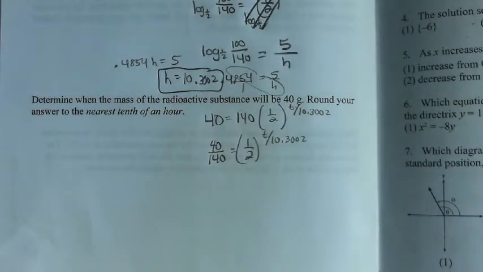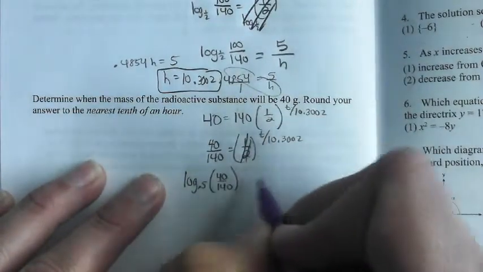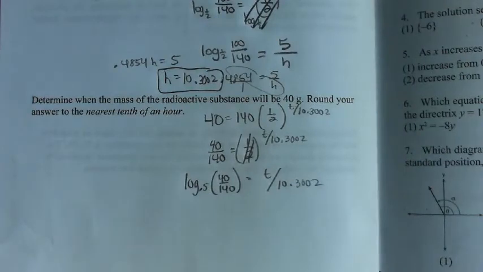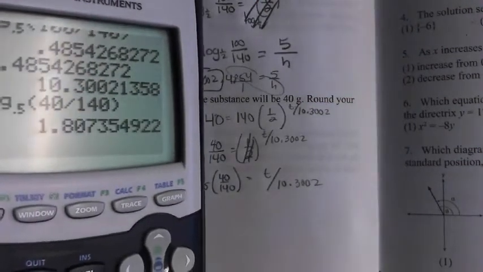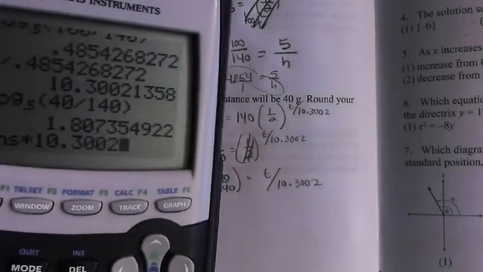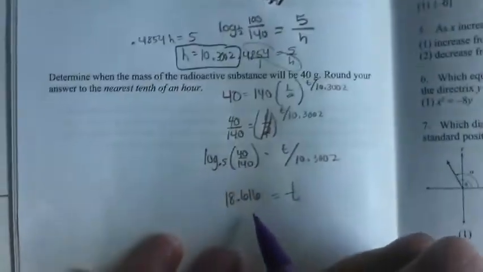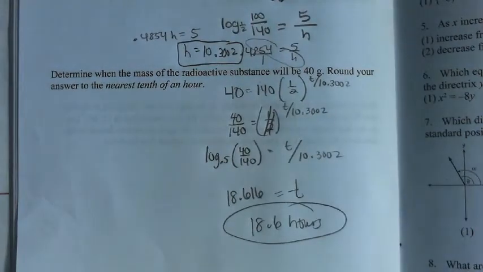Log base a half on both sides. Log base 0.5 of 40 over 140. We'll get rid of that. And what do I do to both sides to get t all by itself from here? Multiply by that 10.3. So there's my log base 0.5 of 40 over 140. I'm going to get that answer, and then I'm going to multiply it by 10.3002, which was t equals 18.616. What does it say? The nearest tenth of an hour? 18.6 hours. Okie doke. Any questions on that?